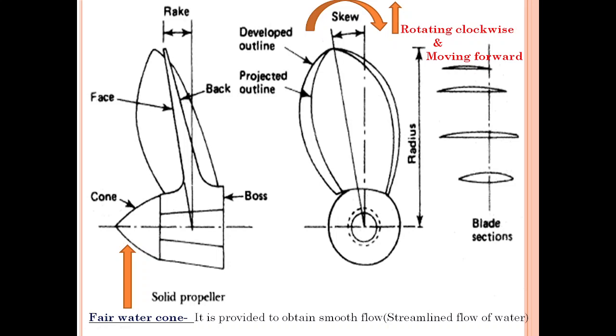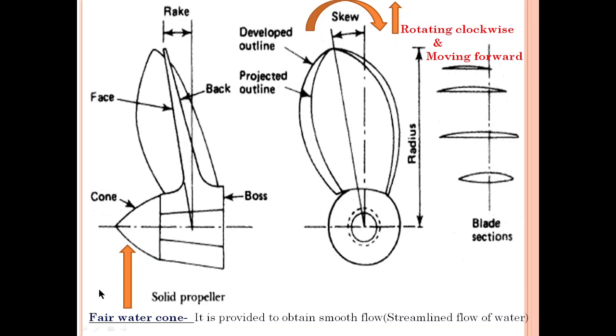I will repeat myself one more time. If the propeller is rotating in a clockwise direction and the ship is moving ahead, this type of propeller is called a right hand propeller. If we stand on the stern side and the propeller is rotating anti-clockwise while the ship is moving ahead, this will be called a left hand propeller. I think I am clear.